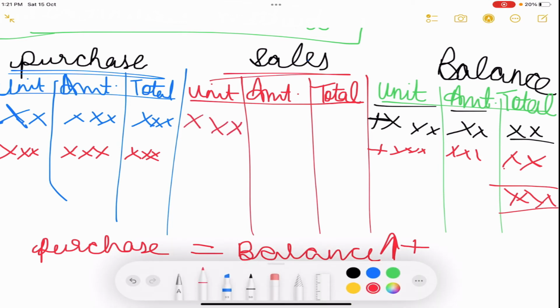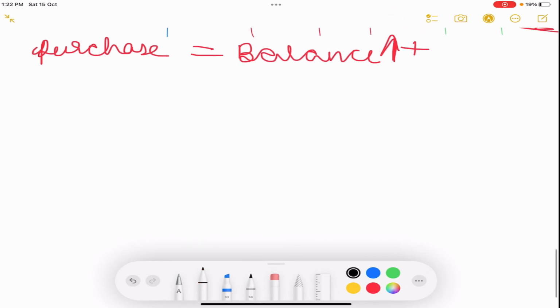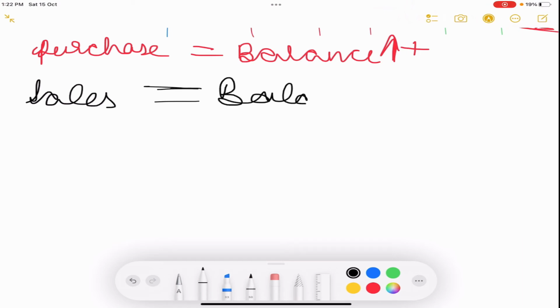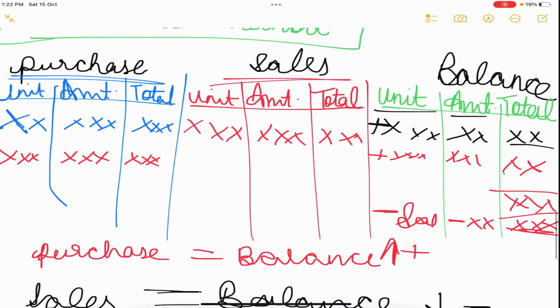So this is the number of sales, this is the amount, this is the total, and you will minus the sales. You will minus whatever is here, and then write the totaling over here. So whenever something is purchased, the balance increases. Whenever something is sold, the balance decreases. Okay, any doubt so far?